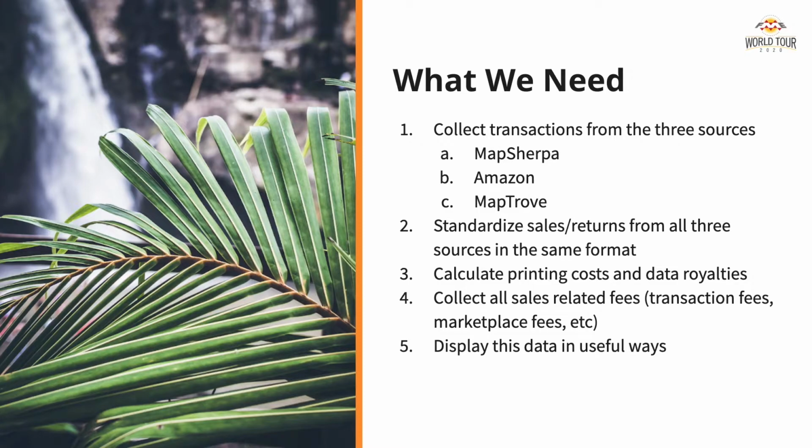So we need to collect sales information from the three sources: MapSherpa digital sales and the Amazon and MapTrove print sales. We need to standardize all the sales and returns from the three sources, calculate printing costs for the print sales and data royalties, collect all sales fees, such as transaction fees, marketplace fees. We use PayPal, so PayPal fees. And then we need to display all this information once it's been collected in useful ways for decision making.